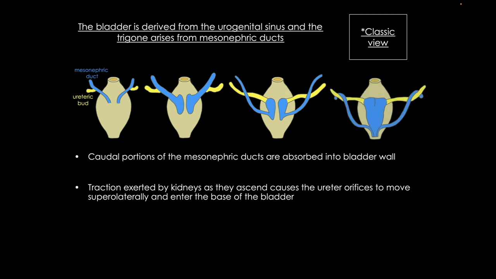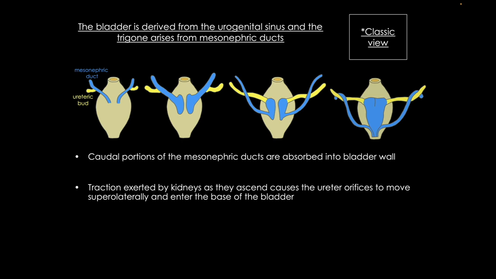Meanwhile, those mesonephric ducts are going to open into the pelvic urethra just below the neck of the bladder. And this is called the trigone. It looks like a triangle in the adult. So this is the classic view of how the ureter achieves a separate opening.